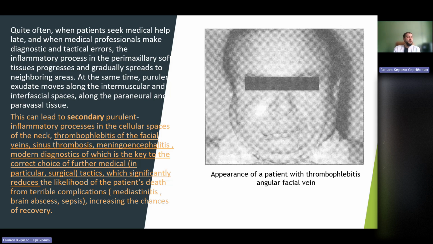The inflammatory process in the maxillofacial soft tissues progresses and gradually spreads to neighboring areas. And in this case, we call that secondary. You remember there was deep, superficial, and secondary. So it means secondary when it spreads to neighboring areas. At the same time, purulent exudate moves along the intermuscular and interfascial spaces, along the perineural and perivascular tissues. This can lead to secondary purulent inflammatory processes in the fascial spaces of the neck. A very hard complication.